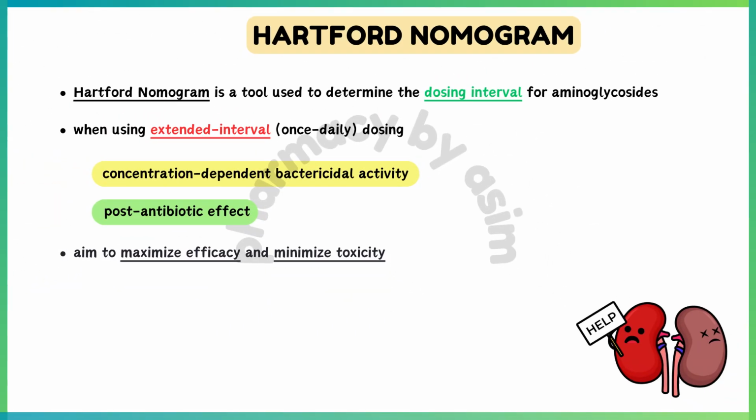The Hartford Nomogram is a tool used to determine the dosing interval for aminoglycosides, like gentamicin, tobramycin, or amikacin, when using extended interval or once-daily dosing. This dosing strategy exploits the concentration-dependent bactericidal activity and post-antibiotic effect of aminoglycosides, aiming to maximize efficacy and minimize toxicity.